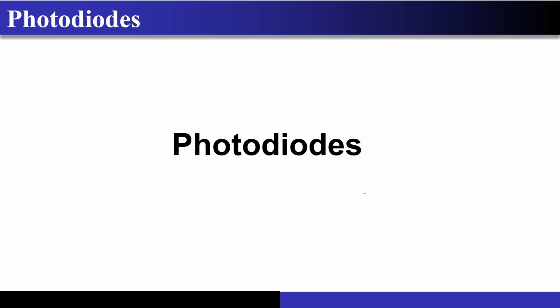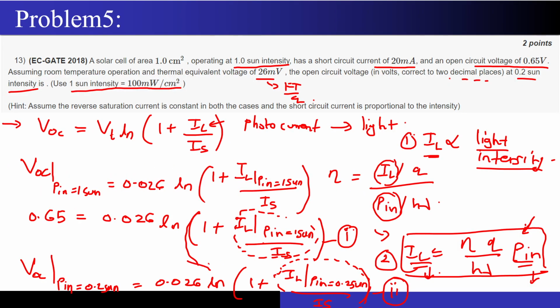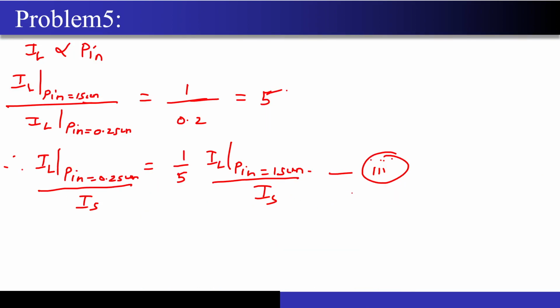Now if you look at equation number 2, I am trying to make it in terms of equation number 1, because the value in equation number 1 I know already from here, right? So if I can write this IL divided by IS at 0.2 sun intensity in terms of IL by IS at 1 sun intensity, then I can actually get the answer. Correct? So now I will just substitute equation number 3 in 2.